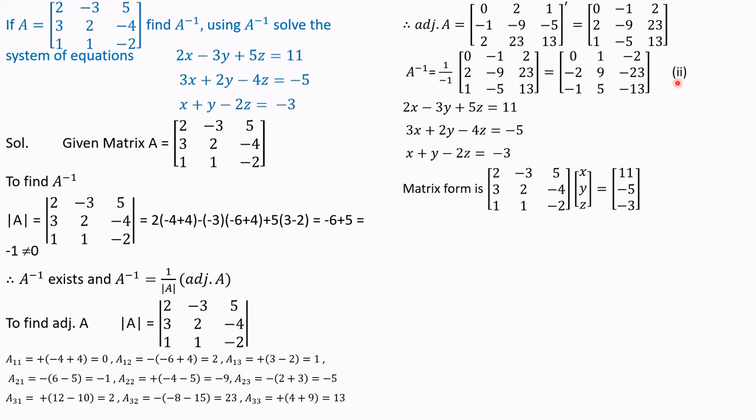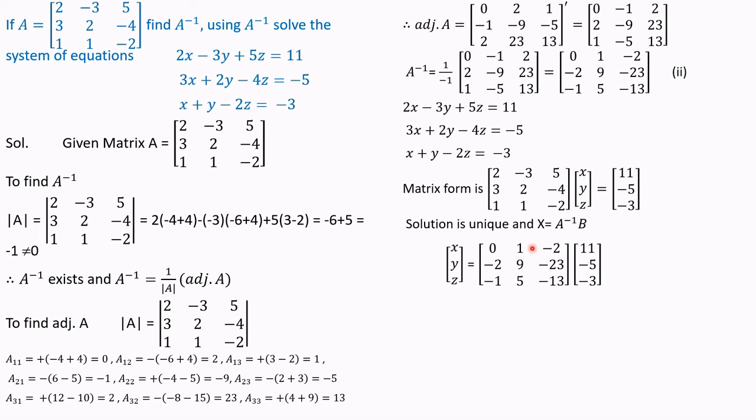The given equations are repeated and the matrix form is also written here. That is A, this is X, and this is B, and the solution is X is equal to A inverse B. We have calculated A inverse. Therefore, we simply multiply, because we have already divided the adjoint of A by the determinant. So we have to do the multiplication.